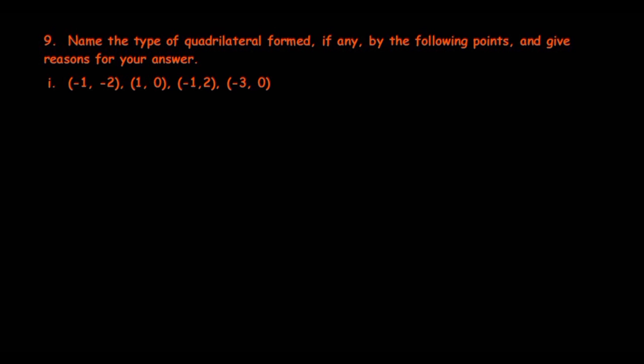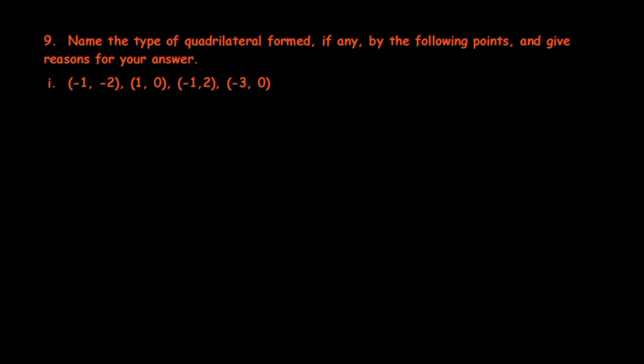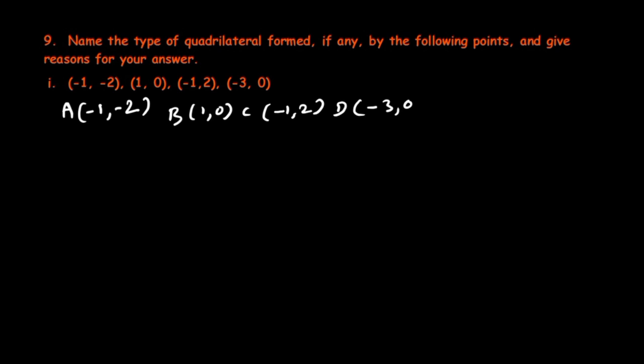So the 4 vertices we take as A (-1, -2), B (1, 0), C (-1, 2), and D (-3, 0). So these are the 4 vertices given. So what we do, we should find the distance between AB, and the distance formula is here.